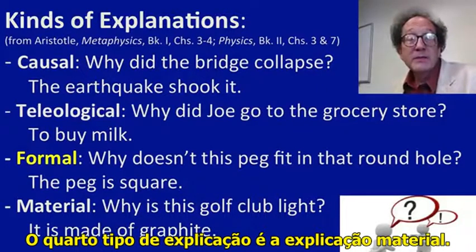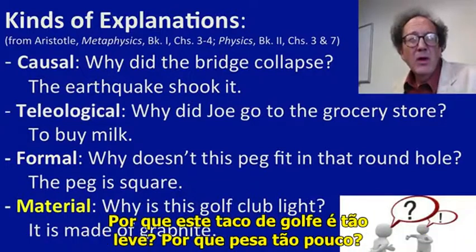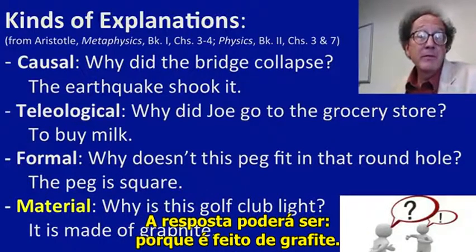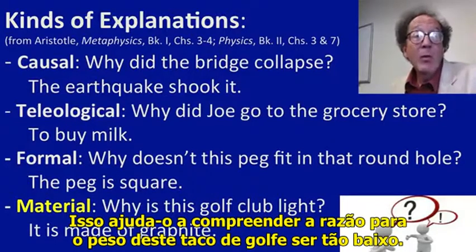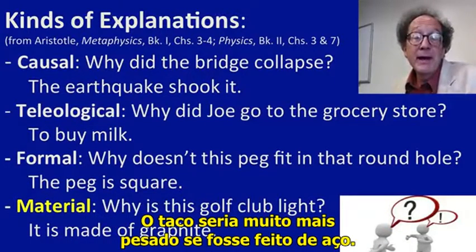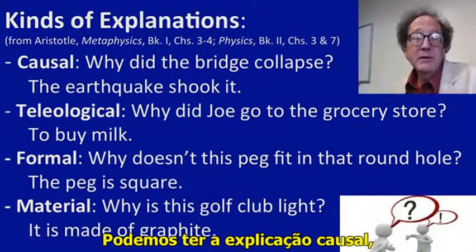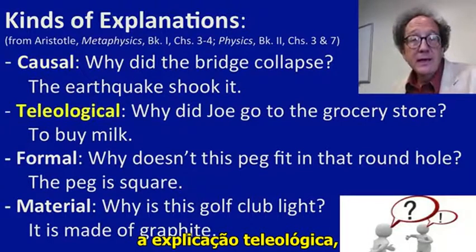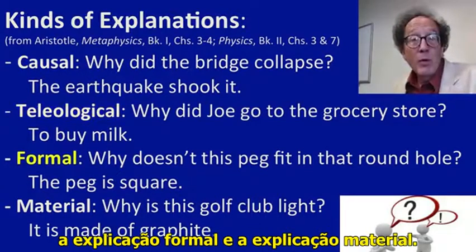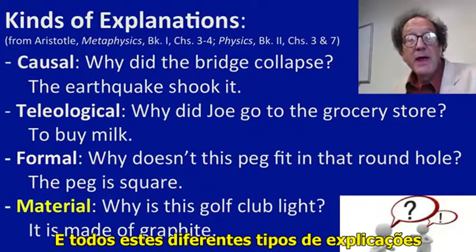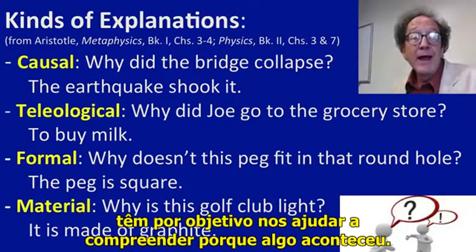The fourth kind of explanation is material. Why is this golf club so light? Why does it weigh so little? The answer might be because it's made out of graphite. That helps you understand why the weight is so low on this golf club. It would be a lot heavier if it were made out of steel. So we can have 4 different types of explanation. We can have causal, we can have teleological, we can have formal, and we can have material. And all of those different types of explanation are aimed at helping us to understand why something happened.